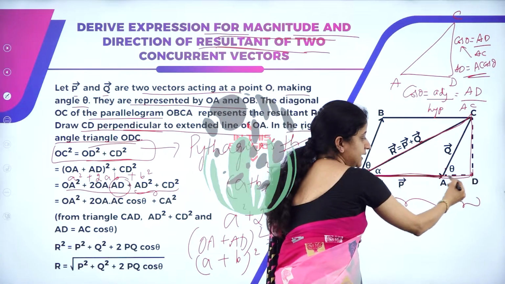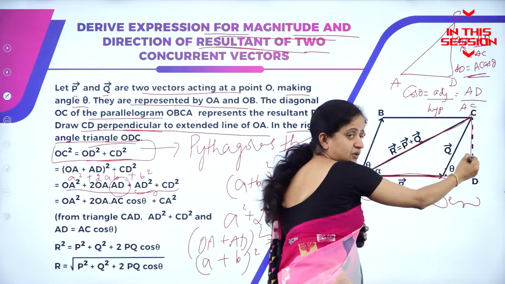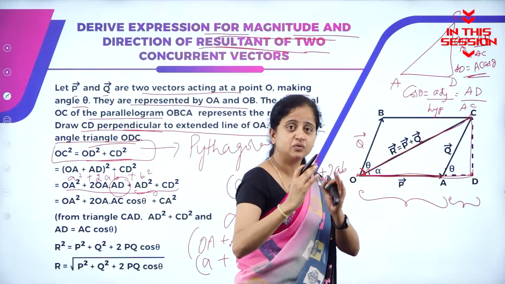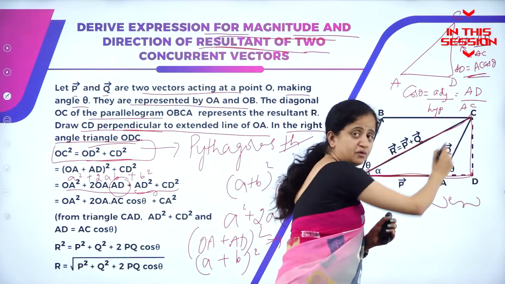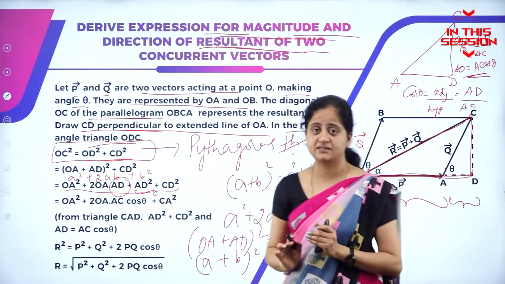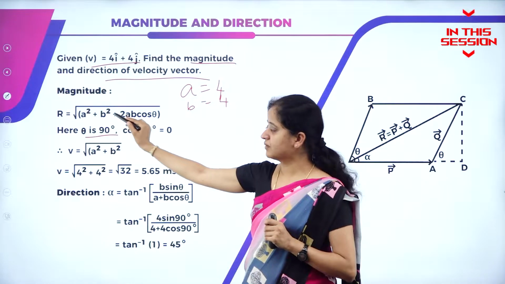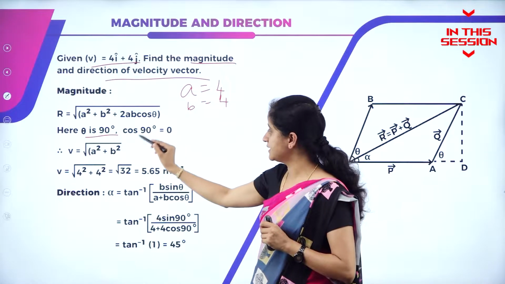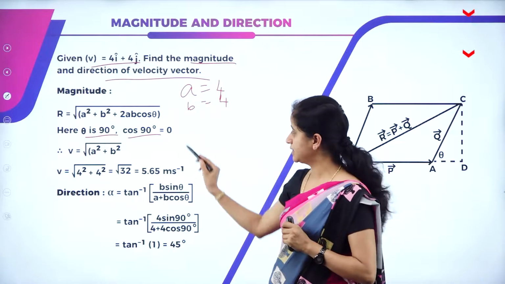AD square, side, one side square plus the other side square. Sum of the squares of two sides is equal to the square of the hypotenuse, which is nothing but the Pythagoras theorem. So R is equal to root of A square plus B square plus 2AB cos theta. So the cos 90 value is 0.